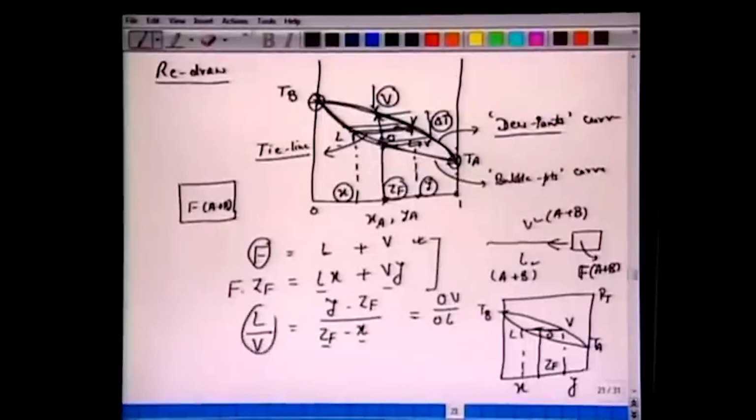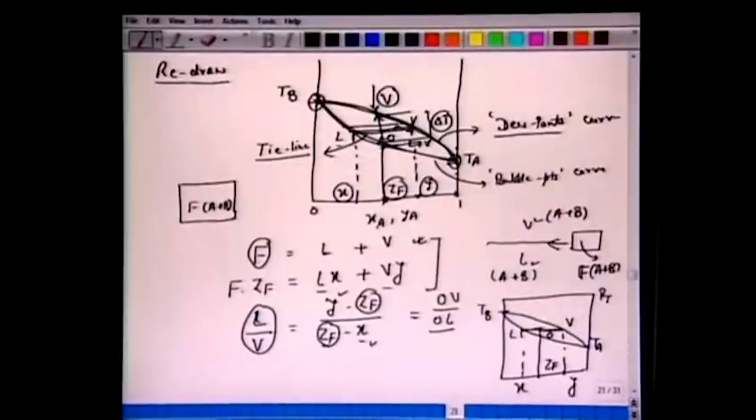So L by V, the ratio of the amount of liquid formed to that of vapor, is given by this tie line, OV by OL. This is what it says. If we know the compositions Y and X of the vapor and liquid phases, and we know the feed composition ZF, one can obtain the ratio of L and V formed. Since we know the amount of F, one can calculate that out of 100 moles, maybe 40 moles are liquid and 60 moles are vapor, depending upon what temperature the feed mixture is at.